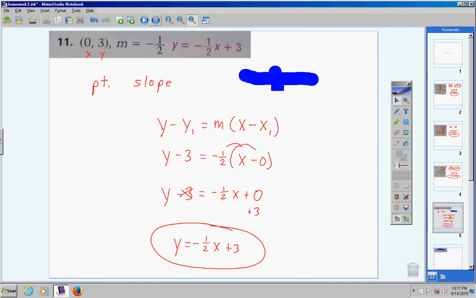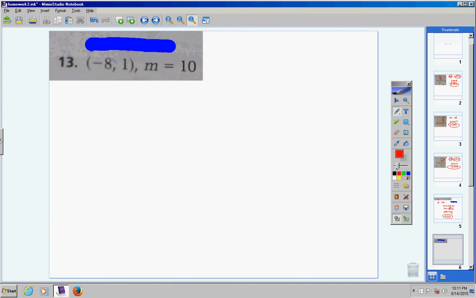Alright, number 12. Once again, notice they've given us a point and a slope. Anytime you're given a point and a slope, you use this formula right here.